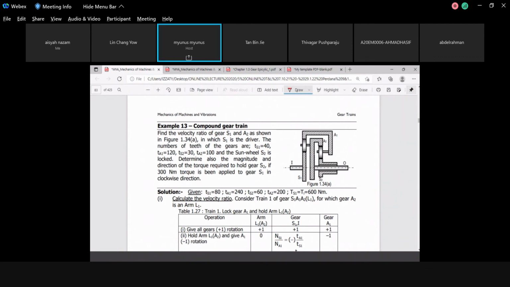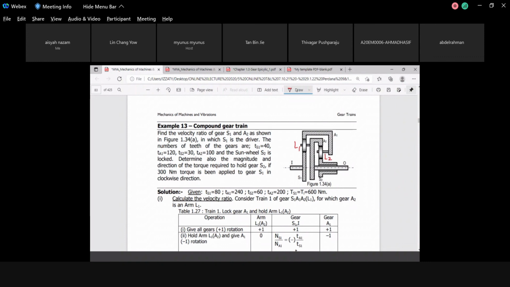Two virtual, right? How do you know it's two virtual? Look at here. This one, A2, is the internal gear, right? It's not the external gear. The external gear is A1. A2, the internal gear, is holding L1. A1 is the external gear holding L2.